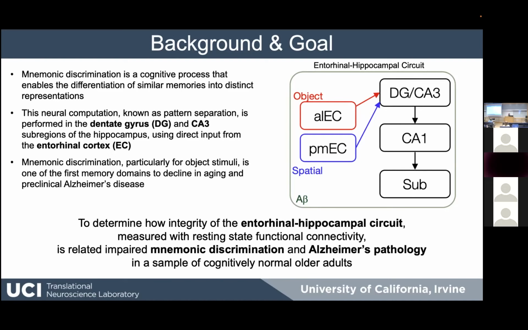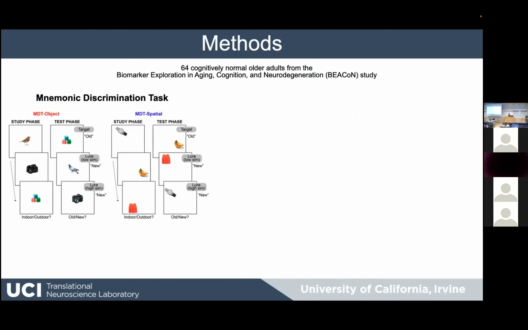We further thought that amyloid-beta pathology would be associated with more widespread differences in connectivity across the circuit. So to test this question, we had a sample of 64 cognitively normal older adults who performed a mnemonic discrimination task outside the scanner. They had both object and spatial versions. Quickly, in the object version, they looked for differences in the object stimuli themselves, while in the spatial version, they looked for differences in the location of the item on the screen.